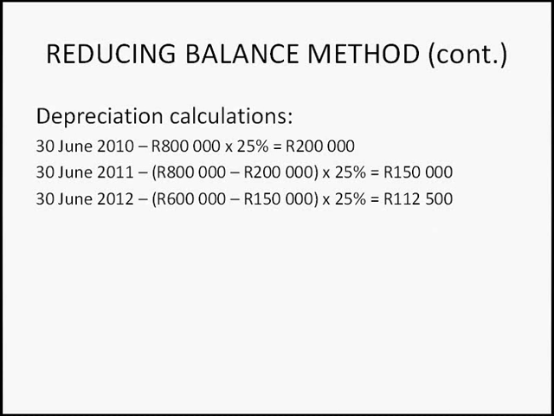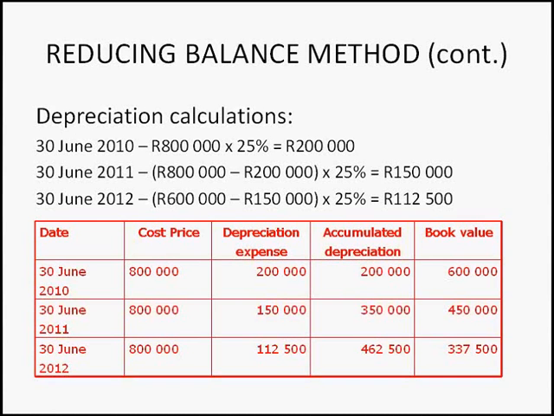Okay, so if I had to then do the schedule using the table I've used before, it would look something like this. On the 30th of June 2010, the cost price was 800,000. That never changes. Depreciation expense for the first year we had worked out, or we had calculated at the top, was 200,000, which means that for the first year the accumulated depreciation is also 200,000. There was no previous depreciation, so the total depreciation written off over the life of the machine is the same as what I wrote off for that year. That gives us a book value of 600,000. How do we get book value? Book value equals cost price minus accumulated depreciation. So 800,000 minus 200,000 gives me a book value of 600,000.